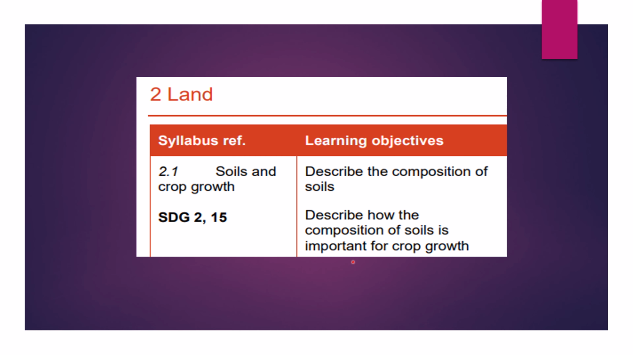We will also notice reference to SDG 2 and 15. These are the United Nations Sustainable Development Goals for zero hunger and life on land, which shows just how vital this topic is for our planet. A detailed video on the Sustainable Development Goals, which are 17 goals, has been uploaded on the channel. You can watch it from there.